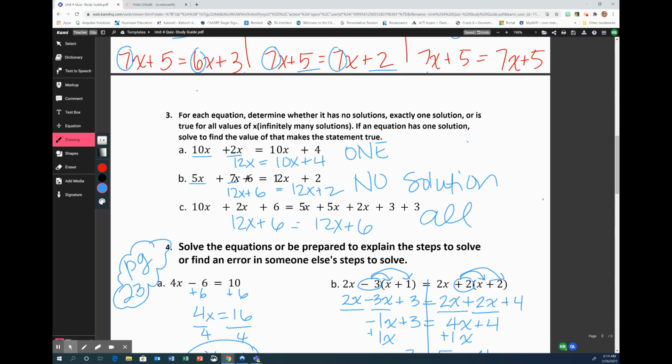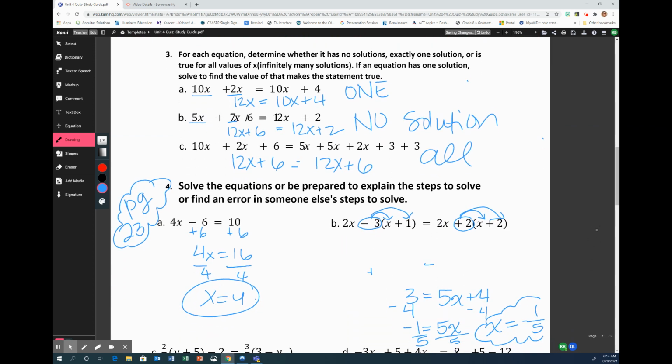As a quick side note, page 23 is very helpful for solving these equations. It helps you with step-by-steps: what should you do next? On the test, be prepared to solve an equation. Be prepared to explain the steps of an equation. And also, be prepared to find mistakes.